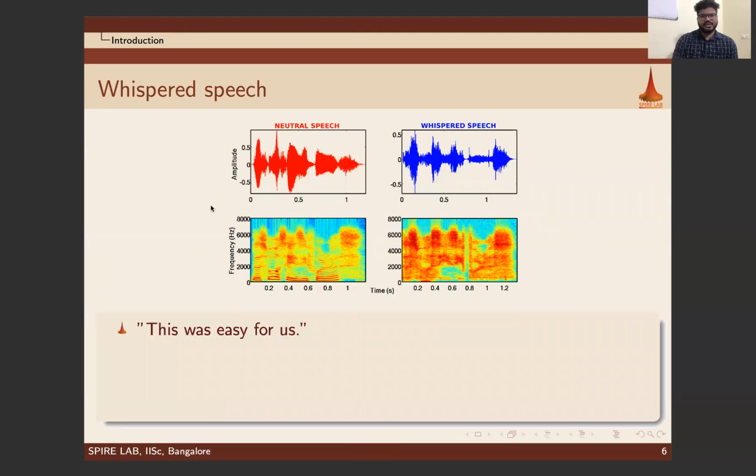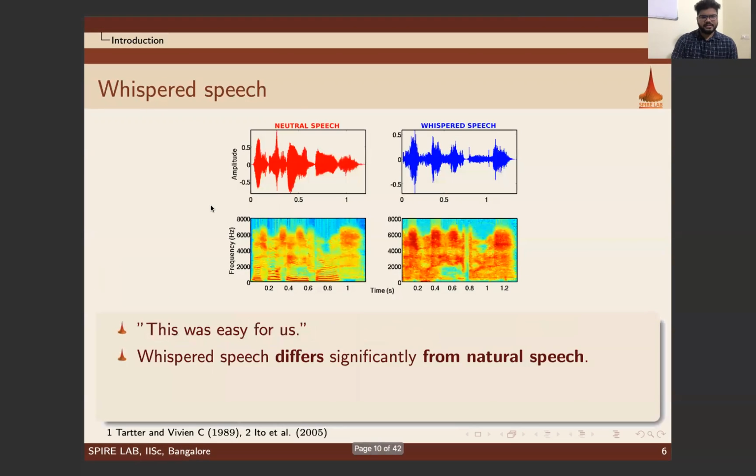This illustration shows a temporal and spectral comparison of neutral speech and whispered speech, both spoken by a woman speaker. We can see that the whispered speech spectrum is significantly different from that of the neutral speech spectrum. Particularly, we can see the absence of pitch in the whispered speech spectrum as well as an upward shift in the lower order formants compared to the corresponding neutral speech spectrum. So these are the main differences in whispered speech compared to neutral speech.